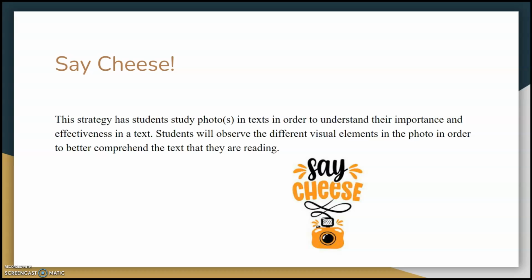The literacy strategy that I chose for this demonstration is called Say Cheese, which is in the Just the Facts textbook. This strategy has students study photos and a text in order to understand their importance and effectiveness in that text. And students will also observe the different visual elements in the photo in order to better comprehend the text that they are reading. So basically it helps students understand why pictures are important in a text and why authors use them.